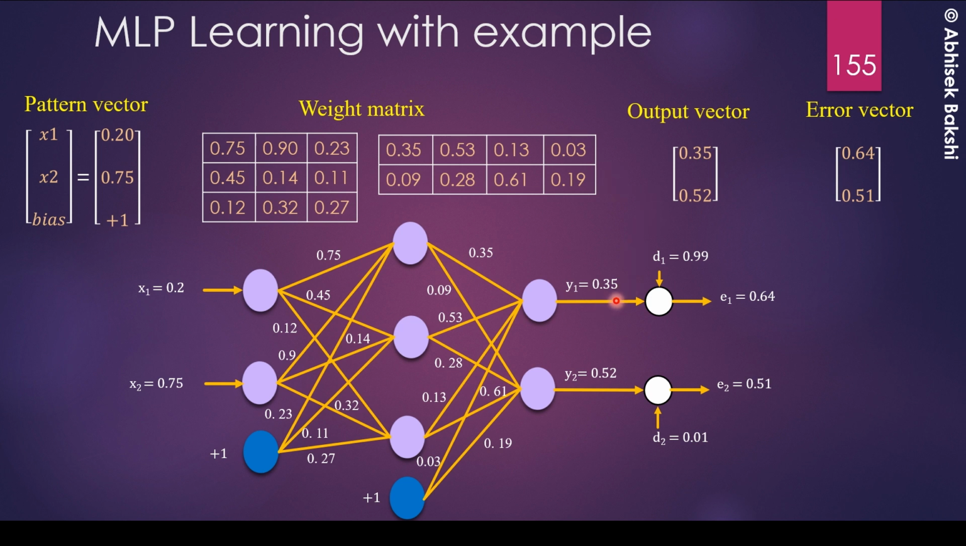So the output, 0.35 and 0.52, will look something like this, a column vector. Because of this, the output will have some error. So this error is again some column vector, 0.64 and 0.51. Right? So now if we go for the forward pass, what's happening in the forward pass?